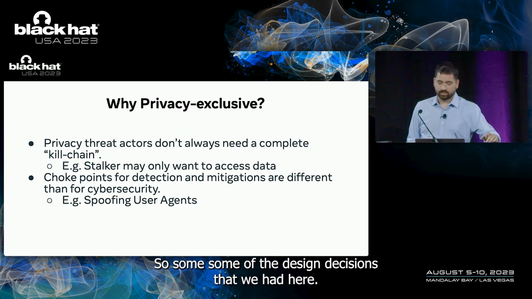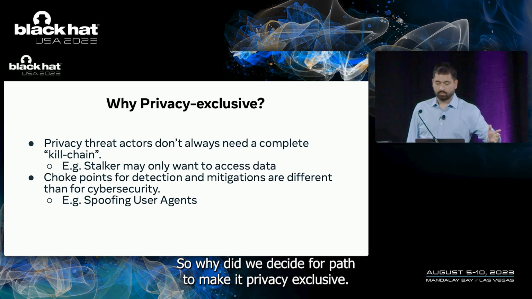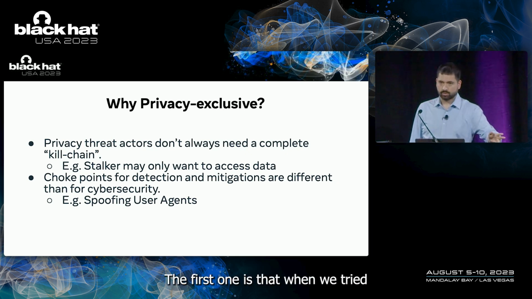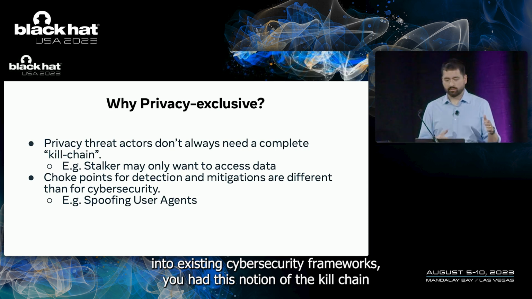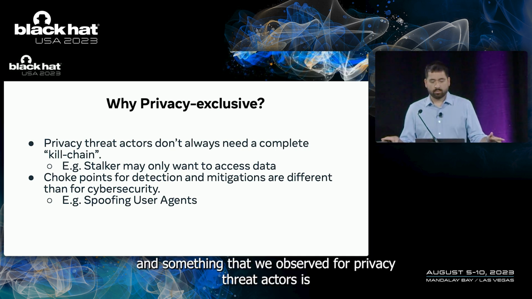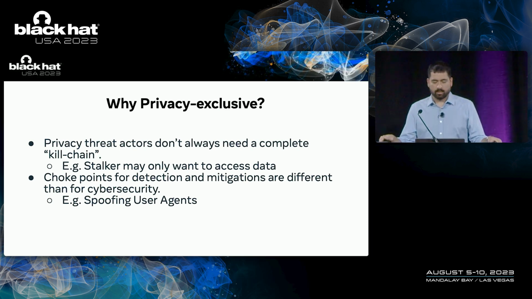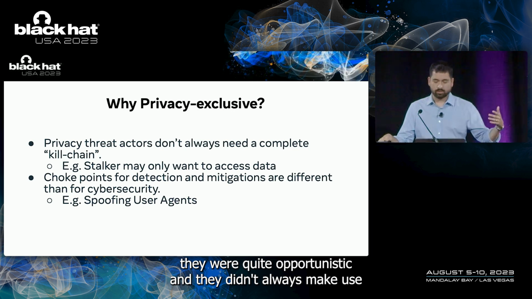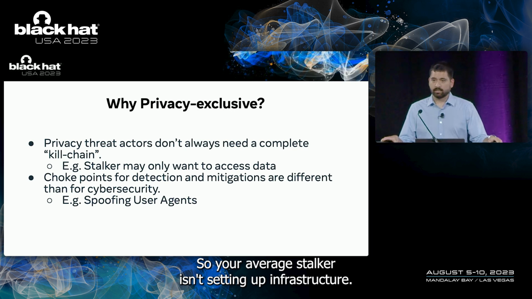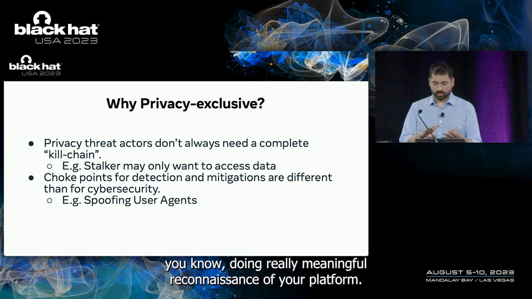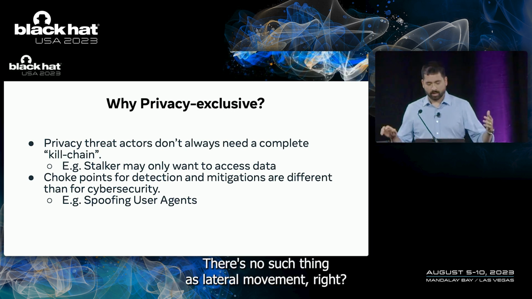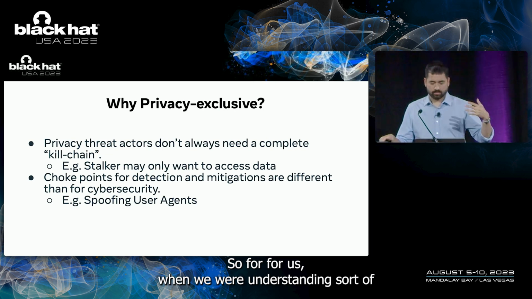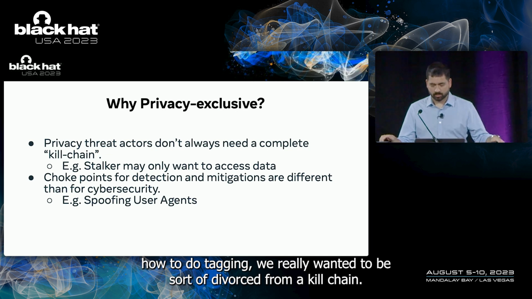Okay, so some of the design decisions that we had here. Why did we decide for PAF to make it privacy exclusive? There were two main reasons. The first one is that when we tried to merge privacy-specific tactics into existing cybersecurity frameworks, you had this notion of the kill chain. And something that we observed is that privacy threat actors were quite opportunistic, and they didn't always make use of steps in a kill chain. Your average stalker isn't setting up infrastructure. They're not doing really meaningful reconnaissance of your platform. They're not going to be monetizing their results or doing post-processing that's super meaningful. There's no such thing as lateral movement, right? So for us, when we were understanding how to do tagging, we really wanted to be divorced from a kill chain.